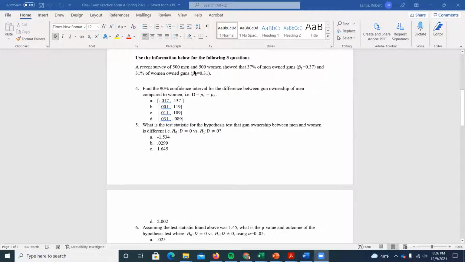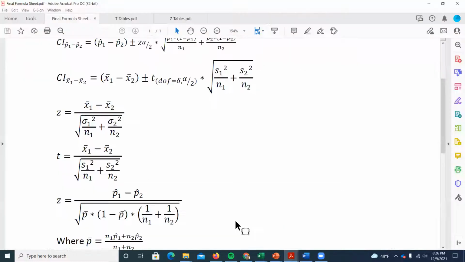All right, so the next set of questions we're going to go over, starting with 4, is let's say I had 2 groups, men and women, I have their gun ownership, and I want to build a 90% confidence interval for the true difference between gun ownership with men and women. Okay. So once again, I'll go to my formula sheet.